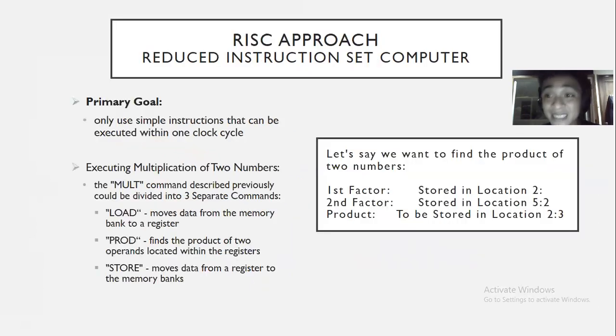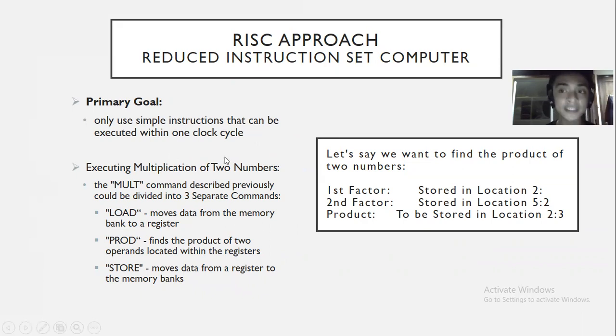Now let's go to the RISC approach, which is its counterpart, the reduced instruction set computer. That's what RISC stands for. It can also stand for reduced instruction set computing. So what is the primary goal of RISC? RISC only uses simple instructions that can be executed within one clock cycle. So what does this mean?